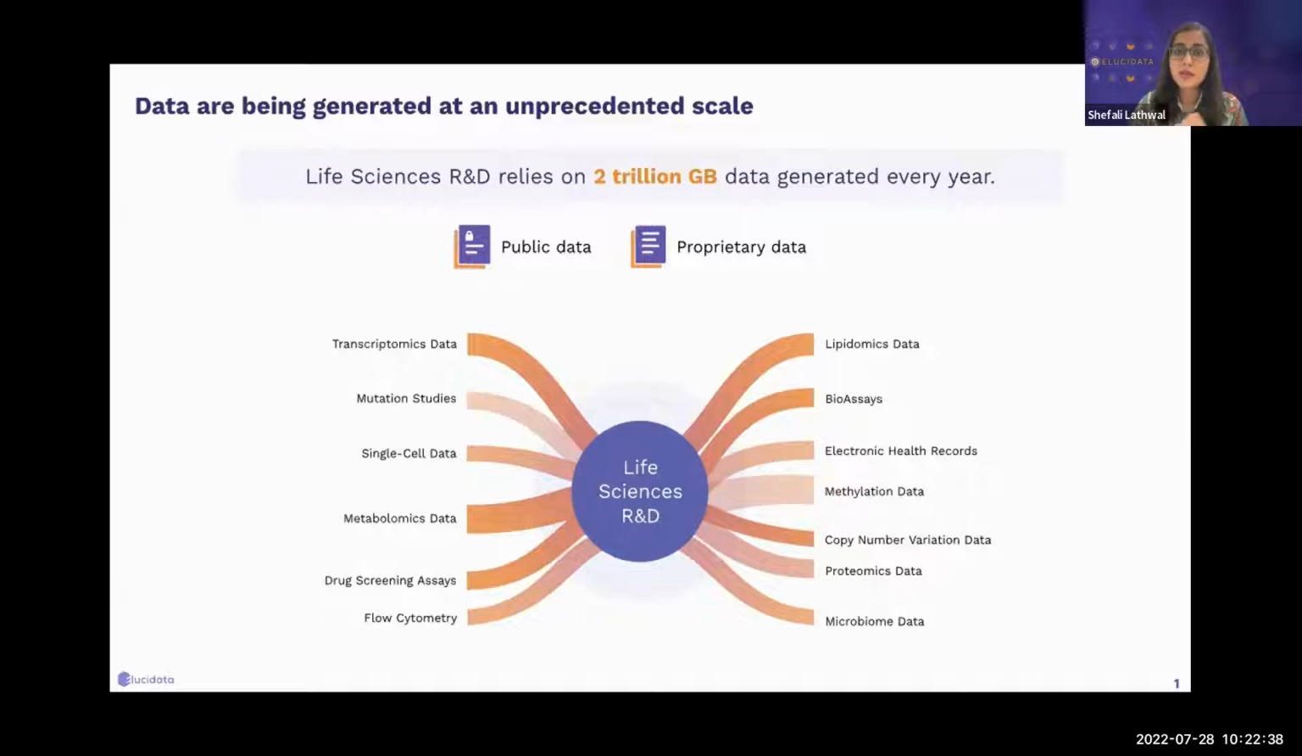But at Elucidata, we primarily work with biomolecular data, which includes various types of omics data, such as single-cell transcriptomics to bulk RNA sequencing, proteomics, metabolomics, genomics, flow cytometry, drug screening, and several types of bioassays as well. And a large amount of these data today exist in public domain, but a lot more actually are held within organizations as well. And every year, several trillion gigabytes, which is a number that's very, very hard to imagine. But that's the scale at which data are being generated every year for these different types of R&D projects.